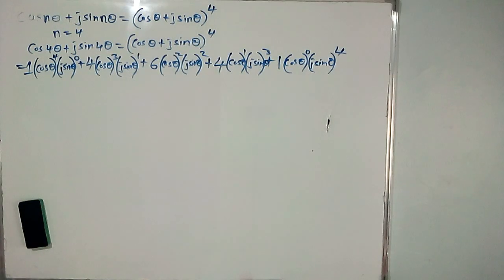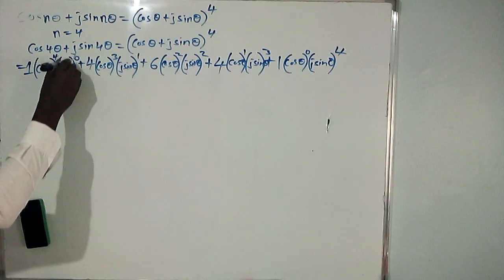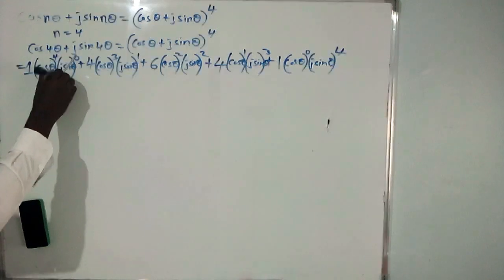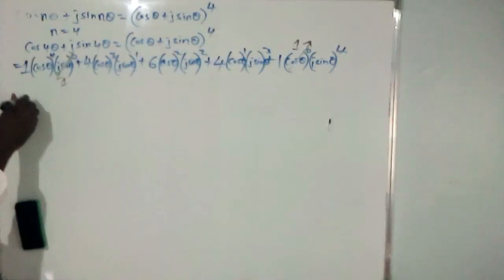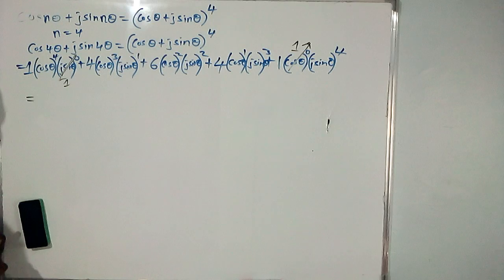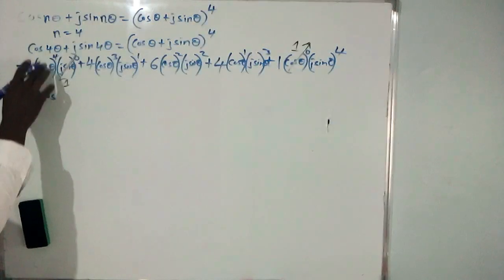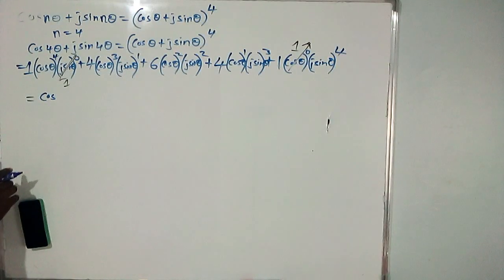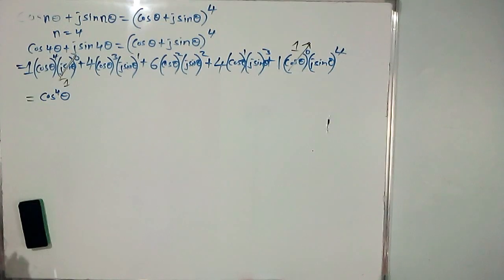The next step is to simplify the binomial expansion. Anything raised to power 0 is 1. Now what do we remain with? On the right-hand side of the equation we have cos4θ + j sin4θ equals what? The first term is cos raised to power 4 θ, because if you raise the whole of cos theta to power 4, it is written in short as cos⁴θ.